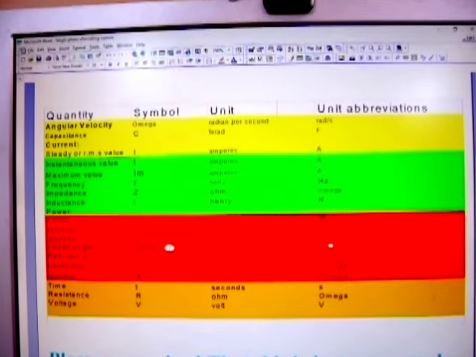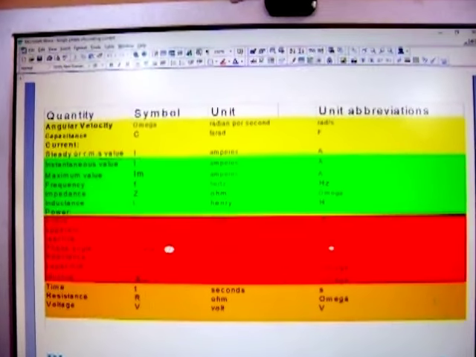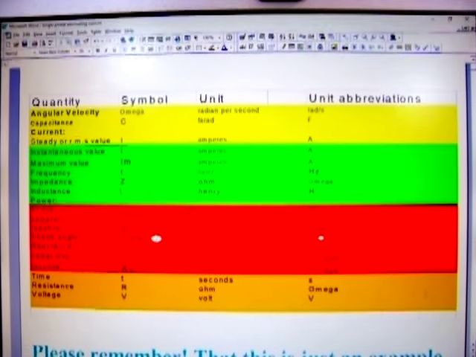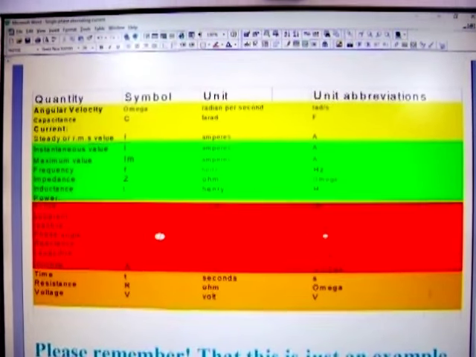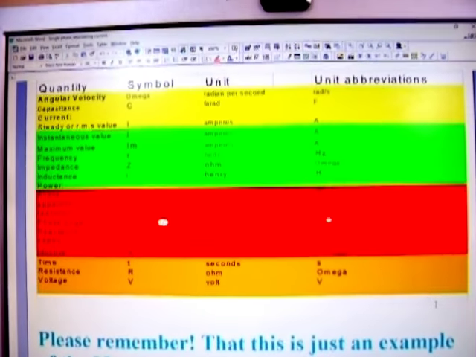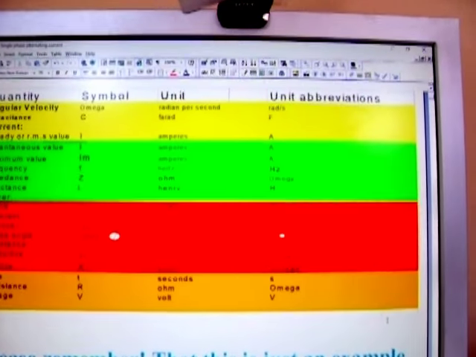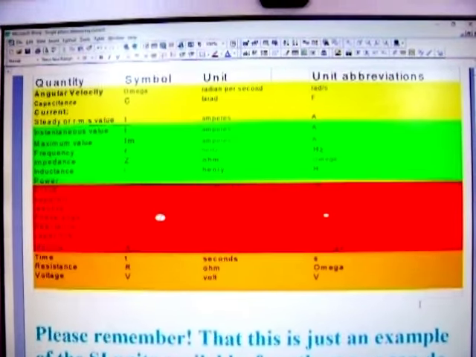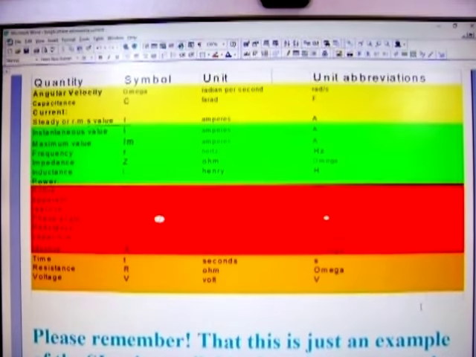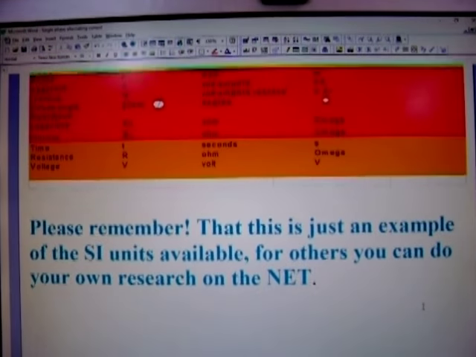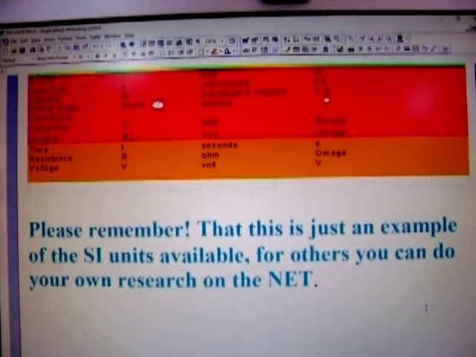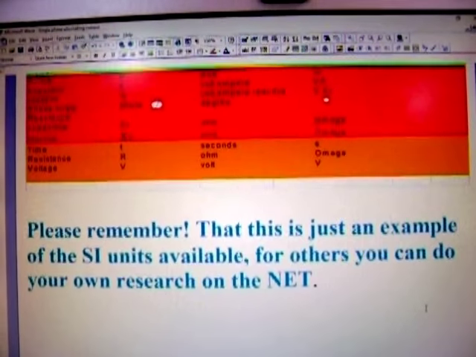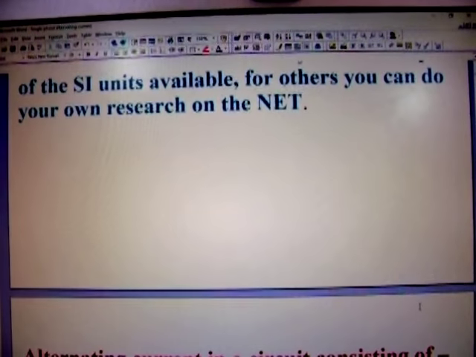Now I've provided here just some unit symbols, quantity and unit abbreviations. These are only a sample. You will need to look up anything additional online or on the net, or look at the information in your on-site guide or any booklets that you may use. Again, just remember that this is just an example of the SI units, as I've said previously.